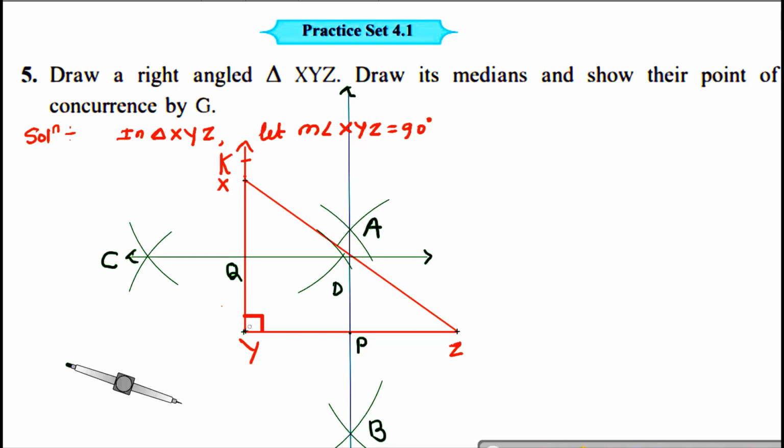Then let us find out the midpoint of side XZ, which is the hypotenuse of the right angle triangle XYZ. Take a convenient distance in the compass and put the compass on point Z.